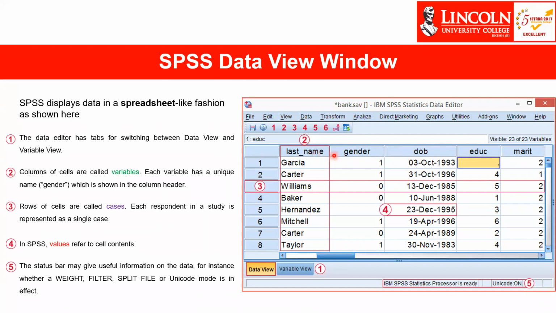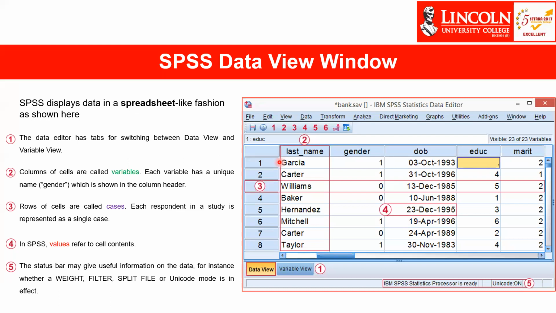Okay, then which is shown in the column header. But of course, remember this is your data view window. Now, the rows that you see here, row 1, row 2, row 3, row 4, row 5, these are called cases. So cases are your respondents. If you have administered your questionnaire to a particular person, whatever that person has filled in your questionnaire will go to a particular row. So each row is referred to as a case.